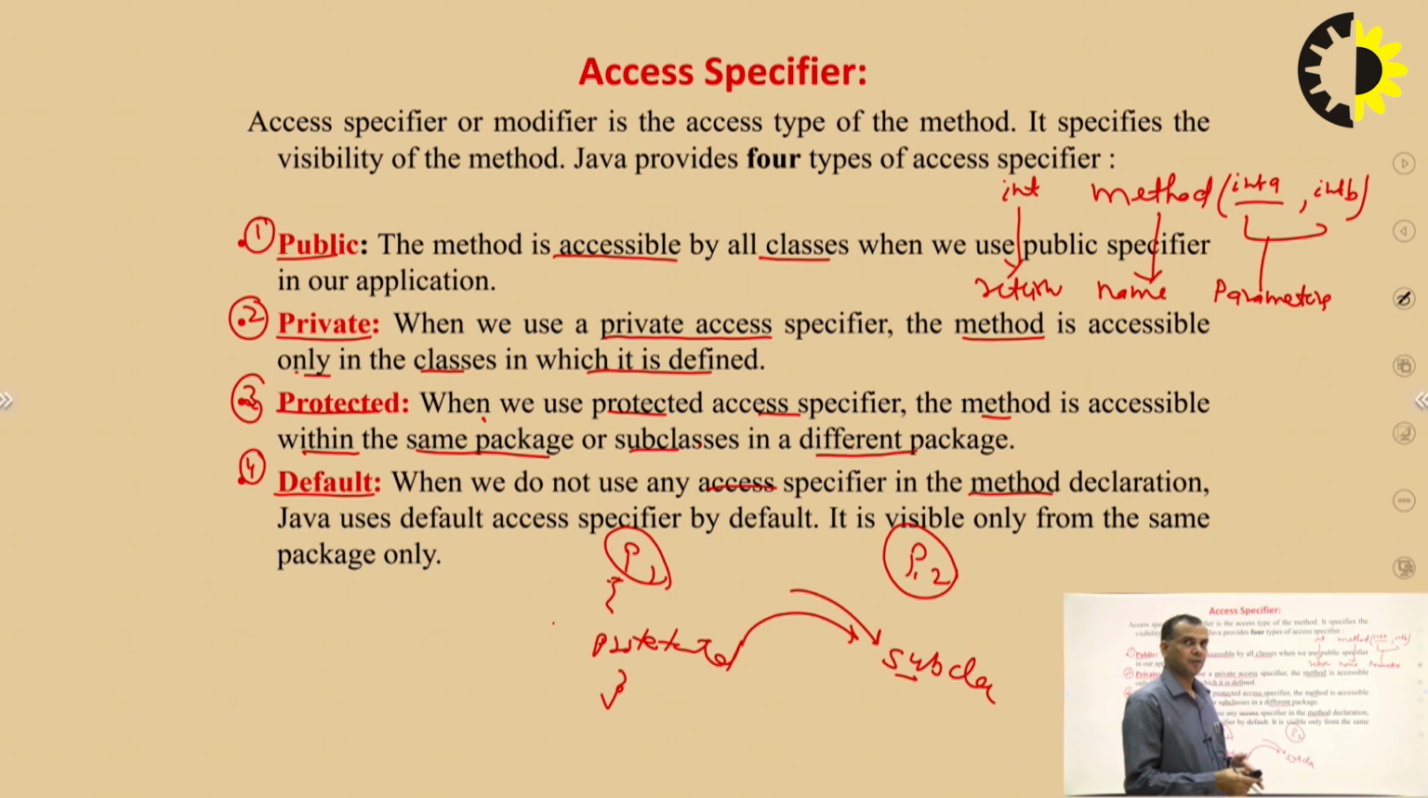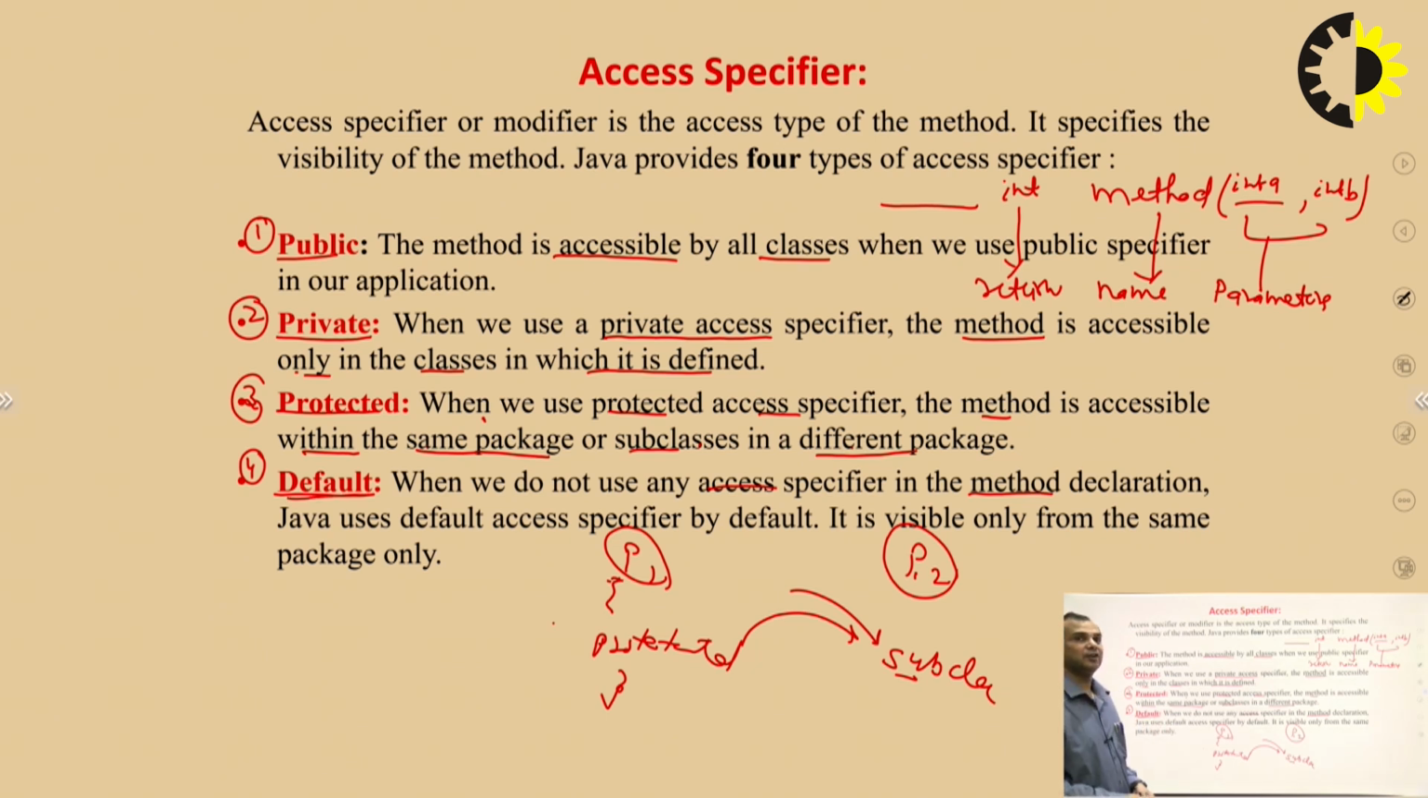Now we cannot use any access specifier: public, protected, or default. We can declare a method, its parameters, and its return type. So we do not use any access specifier in front of these, but when we compile, Java assigns one keyword. Java uses the default access specifier if we do not use public, protected, or private.